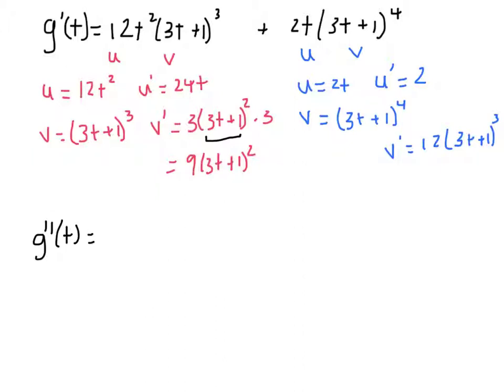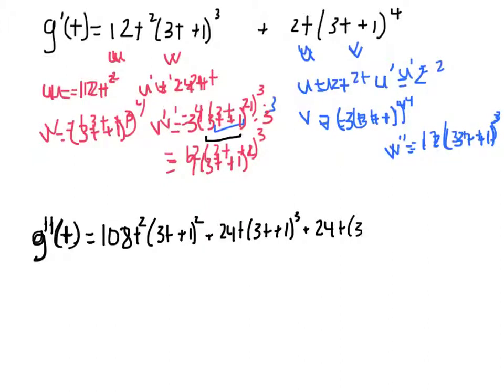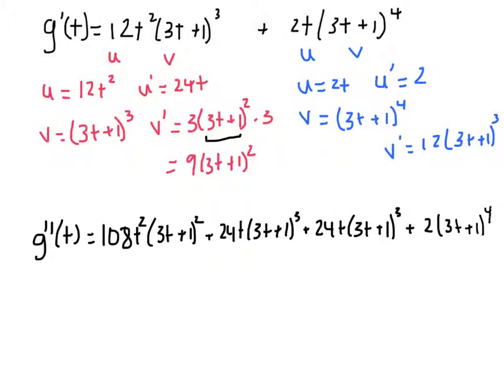With the red I get u times v prime, let's see, 12 times 9 is 108, t squared times 3t plus 1 squared, plus v u prime would be 24t times 3t plus 1 cubed, plus, over here, u v prime is also 24t, that's interesting, times 3t plus 1 cubed. And then finally, v u prime is just 2 times 3t plus 1 to the fourth.